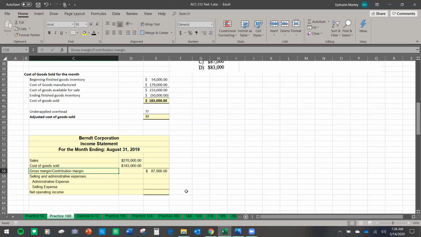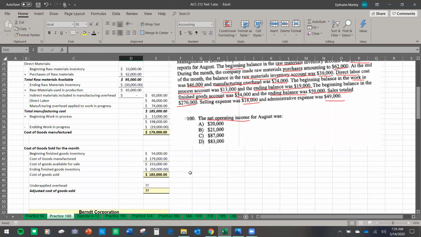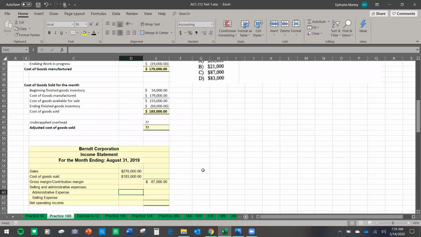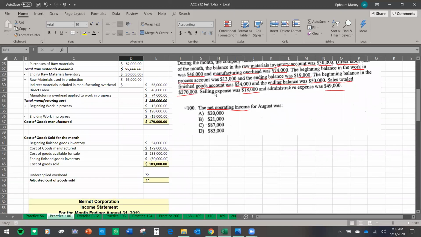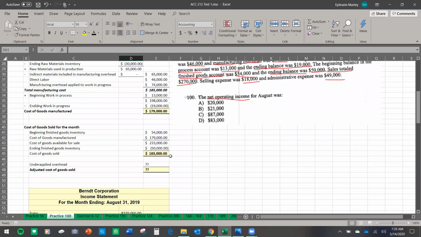Good. Now, what do we have to find again? We have to find the selling expense and administrative expense, and then subtract this from the gross margin or contribution margin. So what is our administrative expense? We have it right here, 49,000. What's our selling expense? We have it here, 18,000.